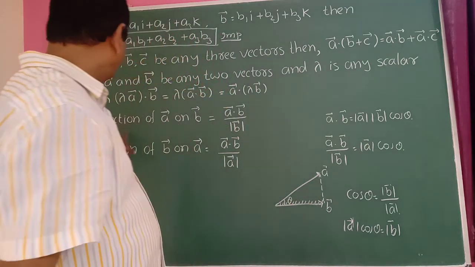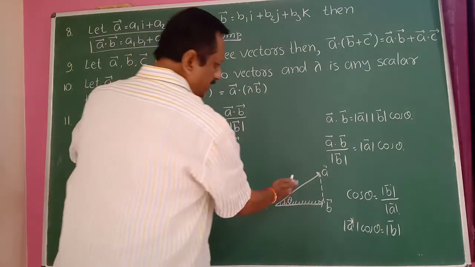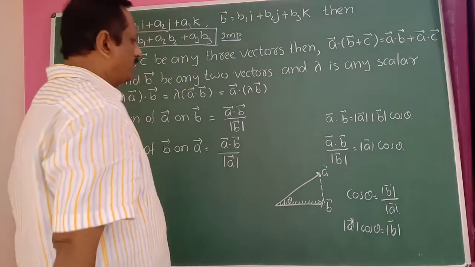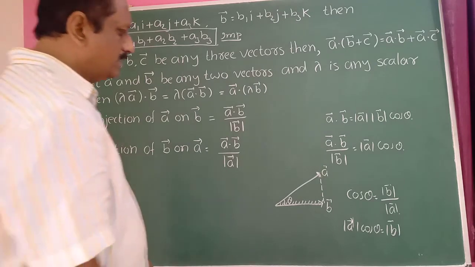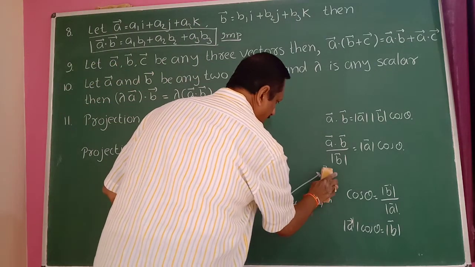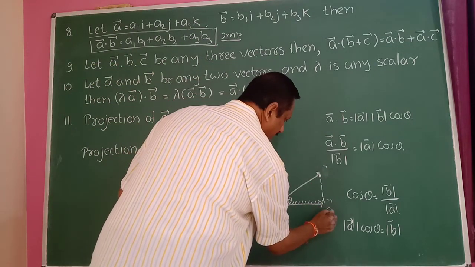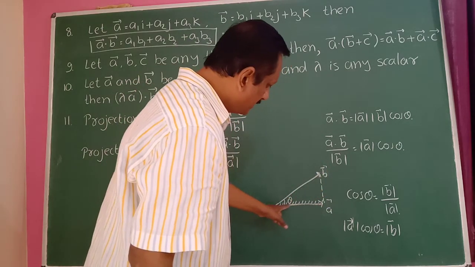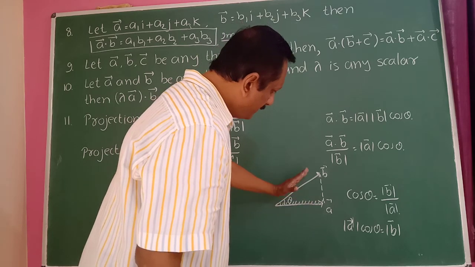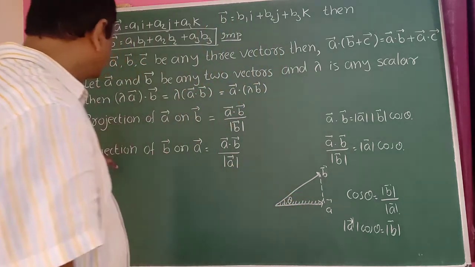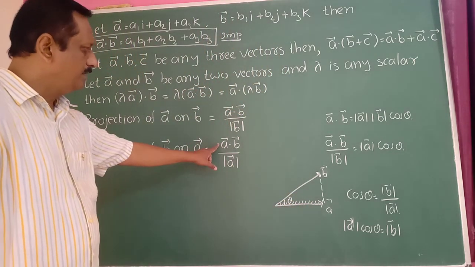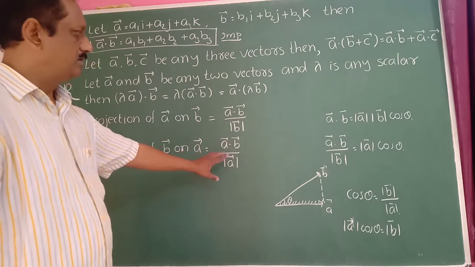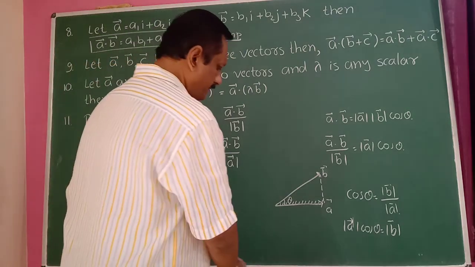Hence, projection of A bar on the vector B bar is A bar dot B bar divided by modulus of B bar. Similarly, if you interchange the vectors, in that case take this one as A bar and this one as B bar. So this is a vector here. This is a projection of B bar on the vector A bar. Projection of B bar on A bar is A bar dot B bar divided by modulus of A bar. So these are very important properties here.